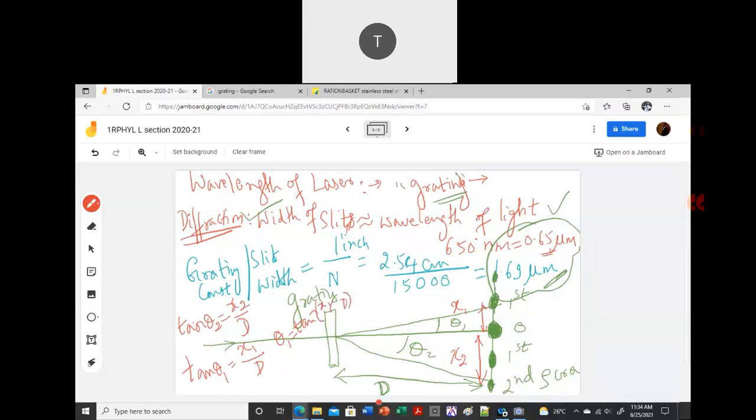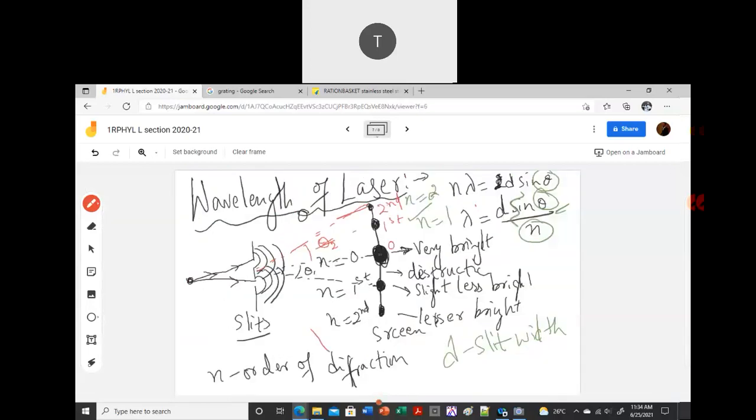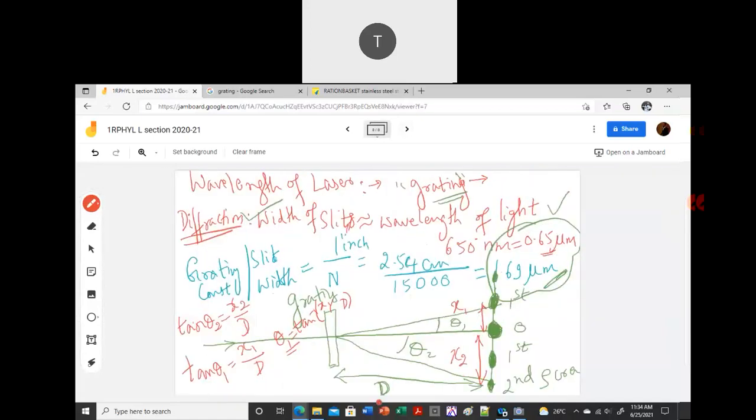So I can find theta 1. I know the grating slit width, and I also know the N, and then I can calculate my wavelength of light. Now for this, we are going to use this experiment. We'll take different distances between the grating and your screen. So you keep different distances between screen and grating, and then you find x1 and x2.